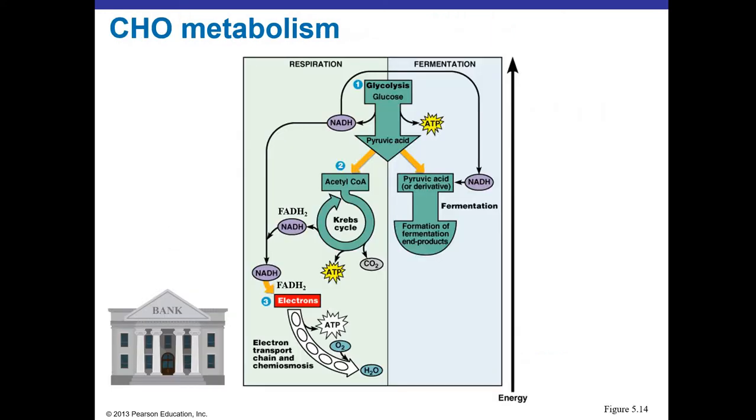So carbohydrate metabolism, our last process, is going to be looking at what happens at the electron transport chain. My analogy of NADH and FADH2 being potential energy means that the electron transport chain is basically going to act like the bank. The bank is going to be where we take that foreign currency and cash it in and turn it into something useful in the form of ATP.